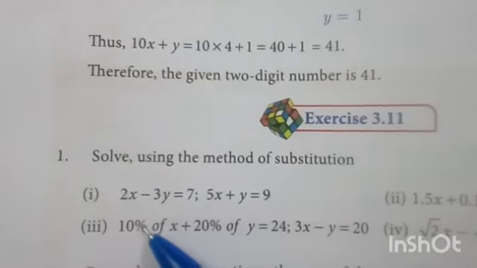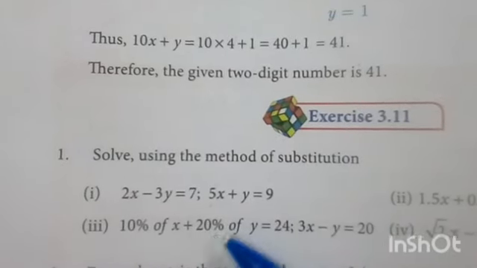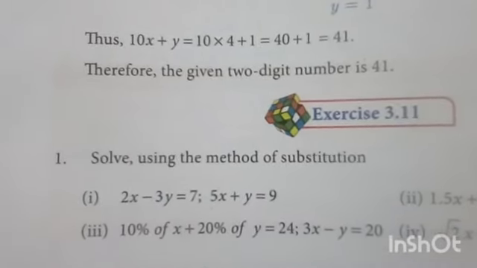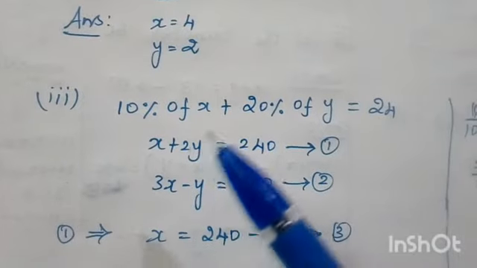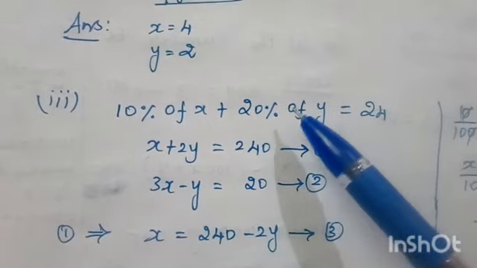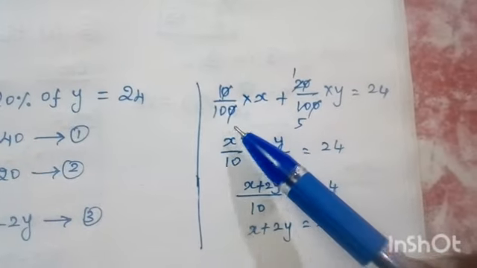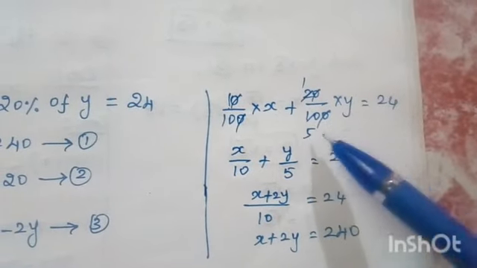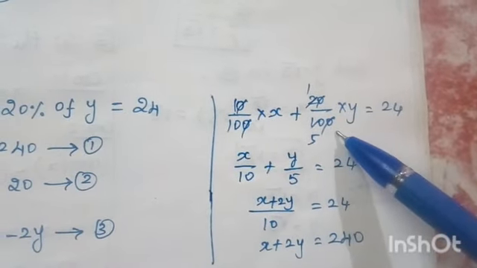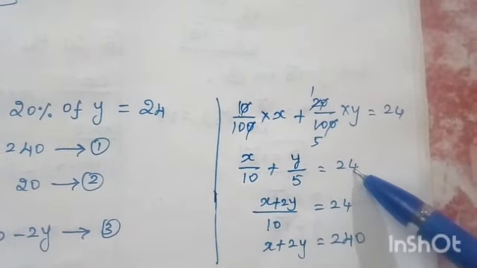But percentage is written as 10 by 100, and 20 by 100. Then we have to simplify this, then bring it as a linear equation. First take the first equation, 10% of x + 20% of y = 24. This is how you make it in linear form. Now observe this. 10% is written as 10/100 into x + 20/100 into y = 24. The 0s cancel, here also the 0s cancel. 1 two is 2, 5 twos are 10. Here we have x/10 and here y/5 = 24.